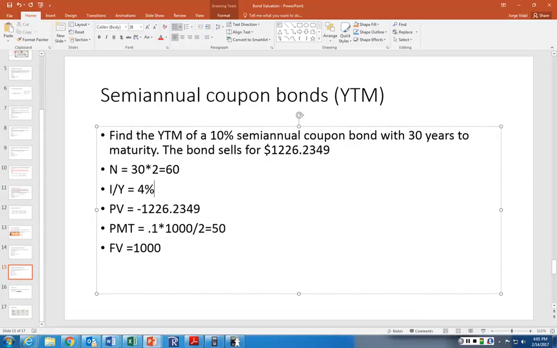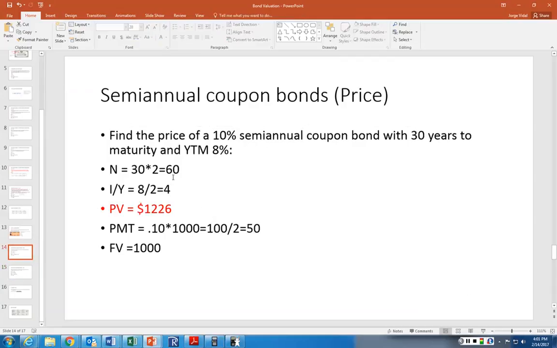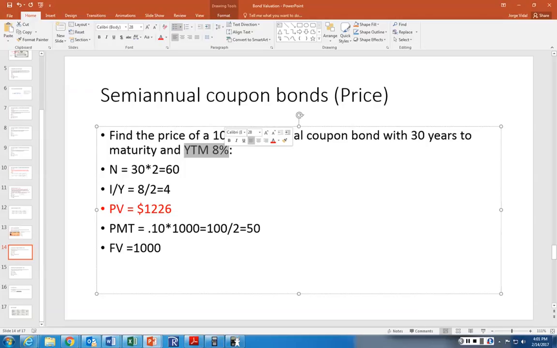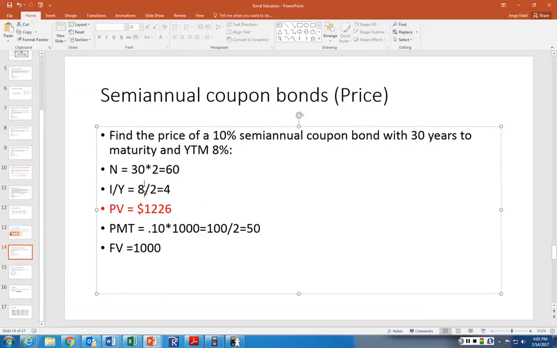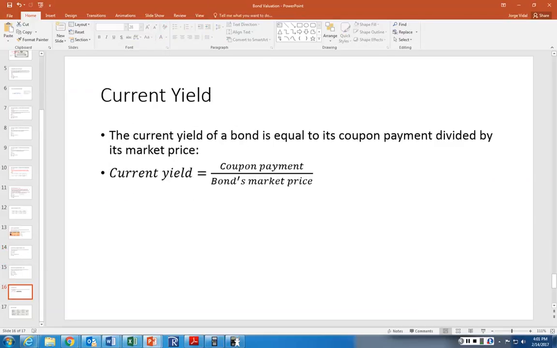So when you do YTMs on a semi-annual coupon bond, you have to multiply the YTM in the calculator by 2, which equals 8%, the same number we had in the bond when I was giving you the YTM and asking you for the price. So be careful with semi-annuals. You have to multiply by 2 the YTM when you're finding the YTM. When you're looking for the price, you have to divide the YTM. Pay attention.